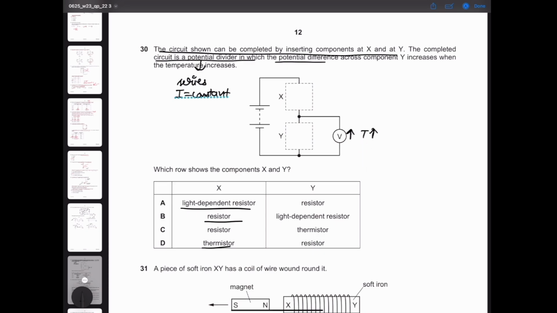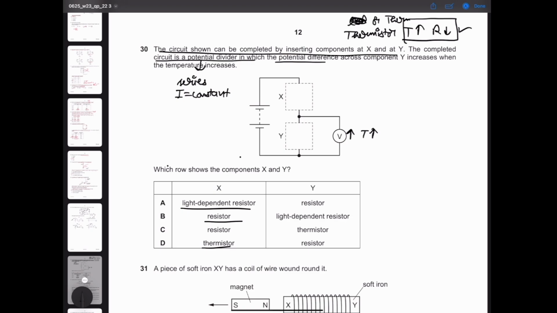All right. Now, one thing that we should point out here is that they're talking about temperature, so we cannot talk about LDR. LDR depends upon light intensity. So in a thermistor, if temperature increases, the resistance decreases, right? This is a point that you should keep in mind. In a thermistor, if temperature increases, the resistance decreases.